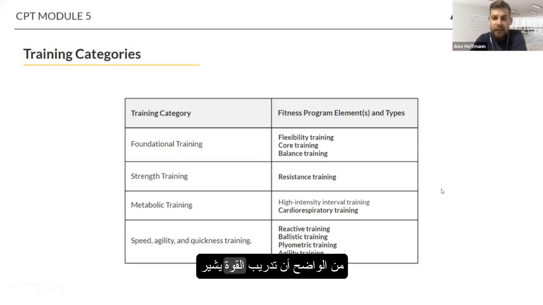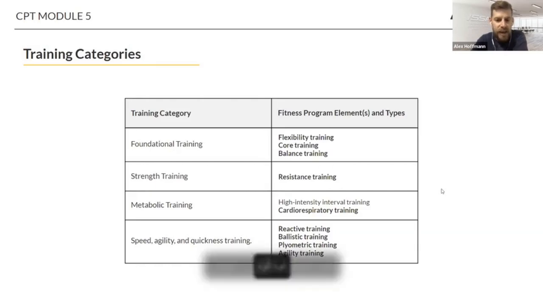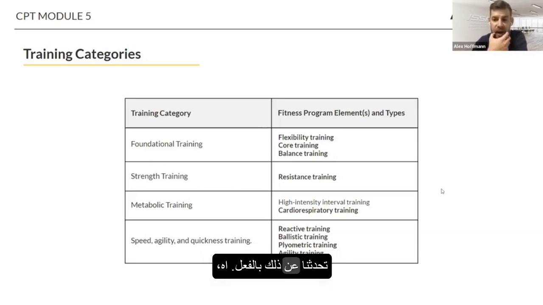Strength training is obviously referring to resistance training there. Metabolic training is going to be high intensity aerobic or anaerobic training that we're doing to make our metabolic system and a cardiorespiratory system a little bit more efficient. So this can include things like interval training and HIIT training. Speed, agility, quickness training. We talked about that already. That can include things like ladder drills, cone drills, sprint drills, change of direction drills, etc.